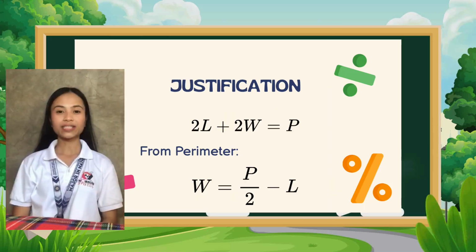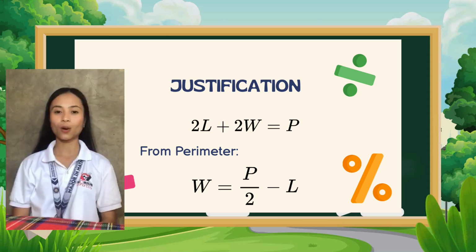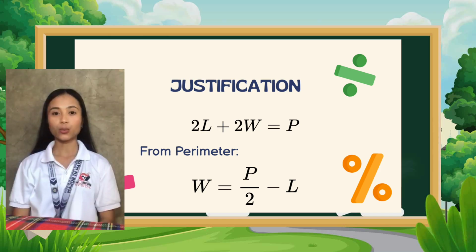Now, let's translate this into a mathematical model. We know that the perimeter of a rectangle is the sum of all sides, 2 length plus 2 width. To find a relationship, we solve for width. We will move 2L to the other side in order for us to get the width, which gives us 2W equals P minus 2L. And then divide both sides by 2. We'll get W equals P over 2 minus L.